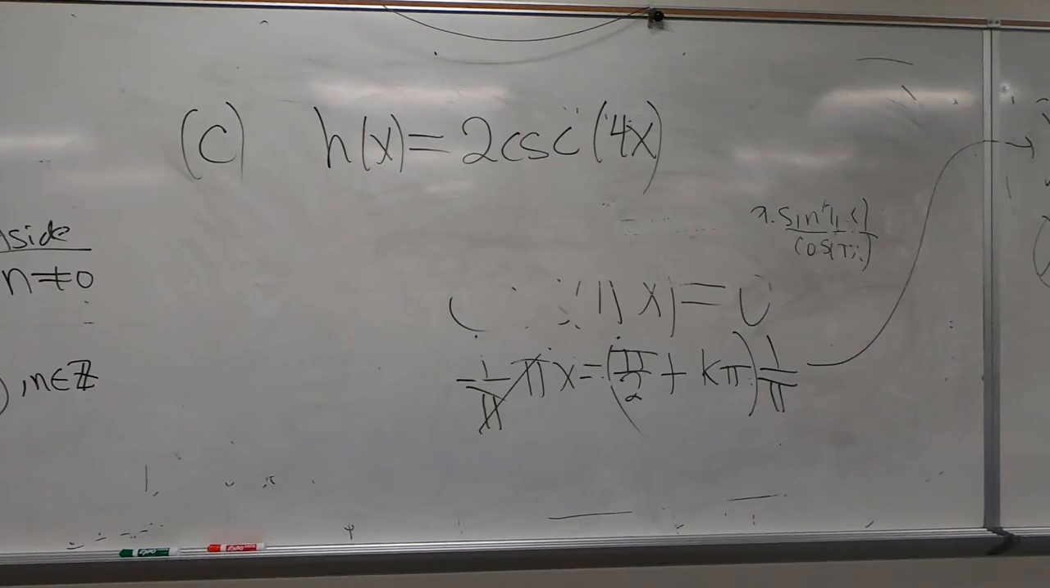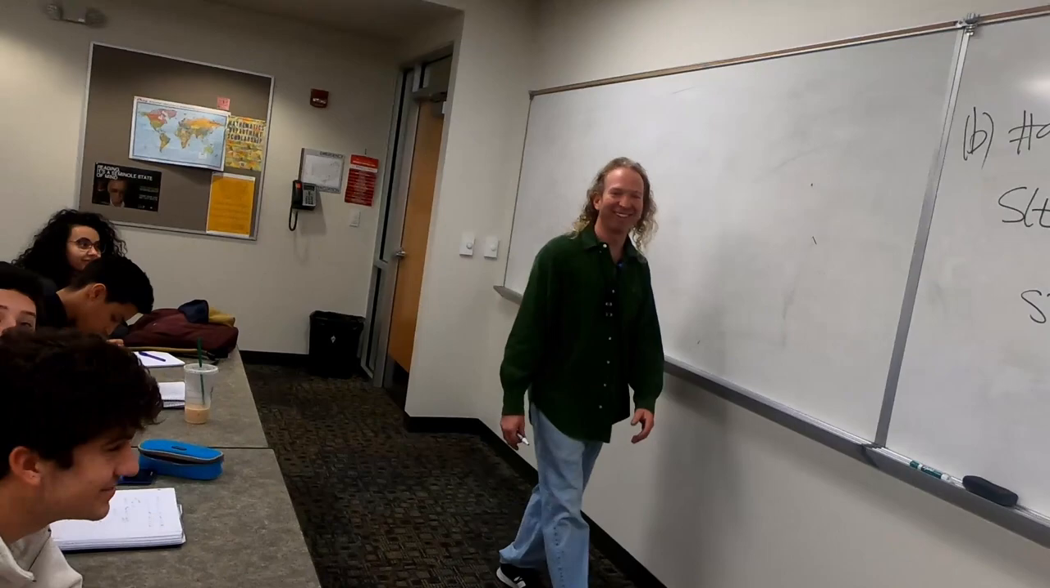Oh, you have to put t equals because it's an equation, right? It's a vertical asymptote. See, there it goes. Hey, all right, it's back.